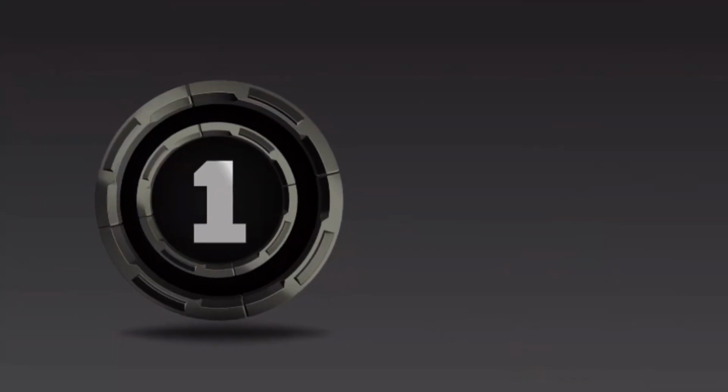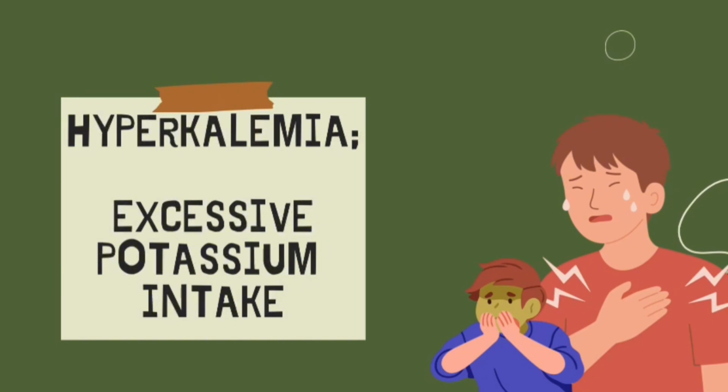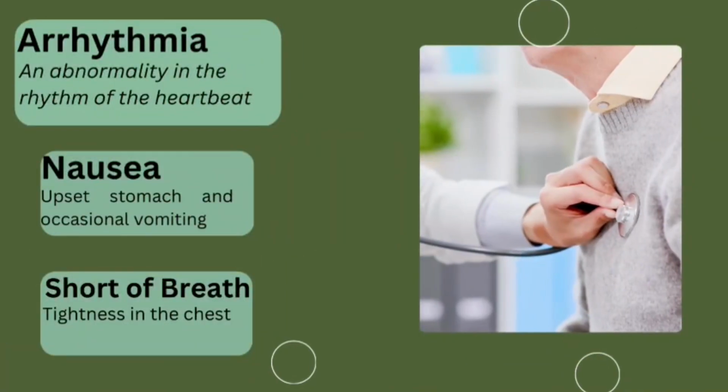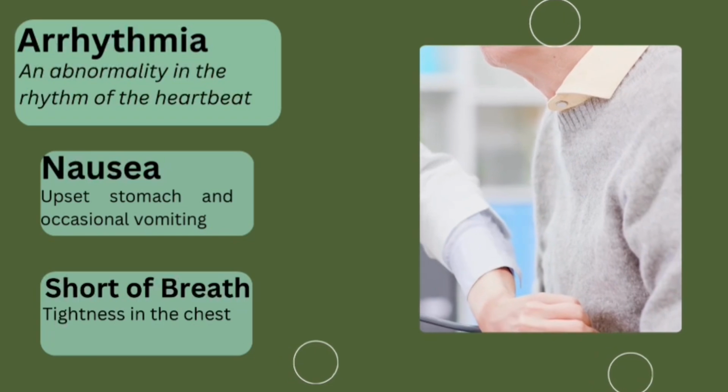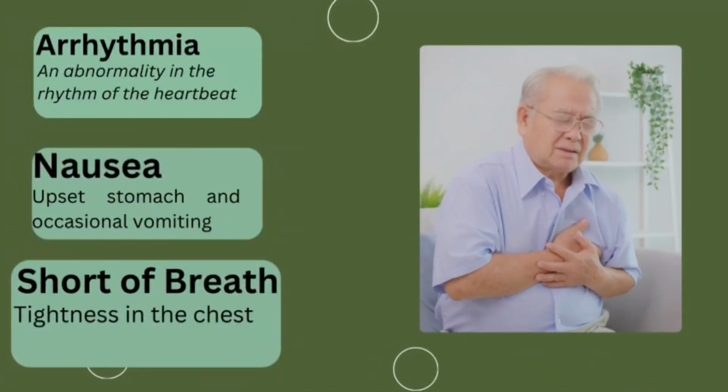Number 1. It may lead someone to gain hyperkalemia, or excessive potassium intake, due to the excessive intake of potassium chloride in the food that they consume. The symptoms are arrhythmia, which is an abnormality in the rhythm of the heartbeat, nausea and shortness of breath.